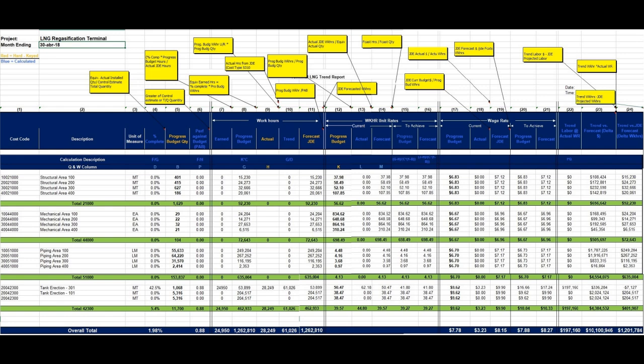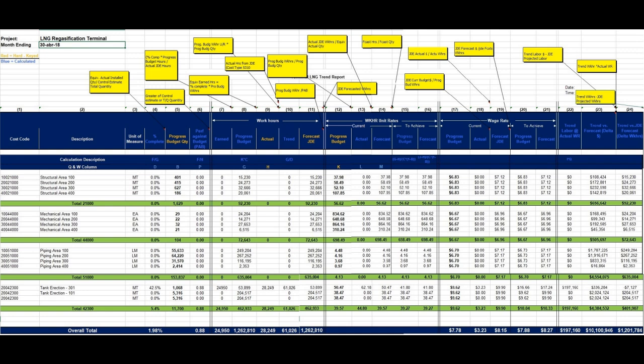Column 17. Wage rate progress. This is the result of dividing work hour progress budget labor by work hour progress budget hours. The work hour progress budget labor is the product of the work hours progress budget hours multiplied by the revised budget wage rate. Column 18. Wage rate actual. This is the result of dividing the work hours actual labor cost by the work hours actual hours. Column 19. Wage rate forecast.